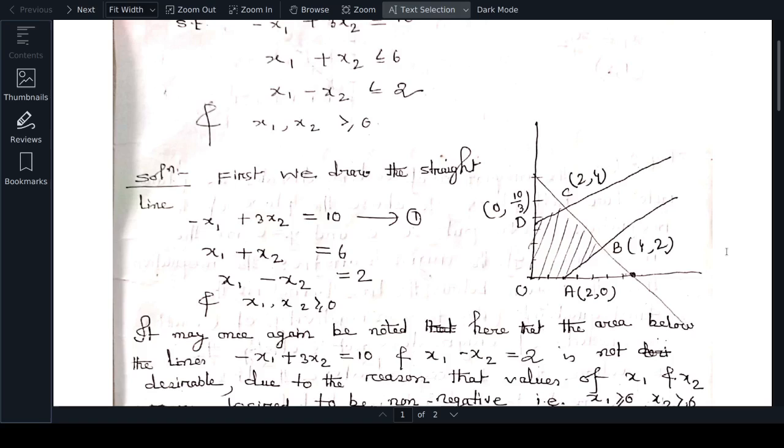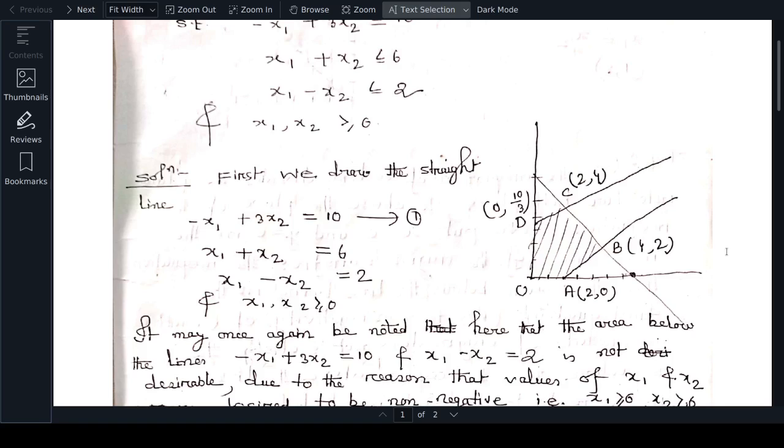So from this feasible region, we find the points. In the feasible region, what are the boundary points or corner points? Sometimes these are called extreme points. You see point D, point C, point B, and point A. These are the extreme points, and the origin also. So next our aim is to find the value of Z at those points.